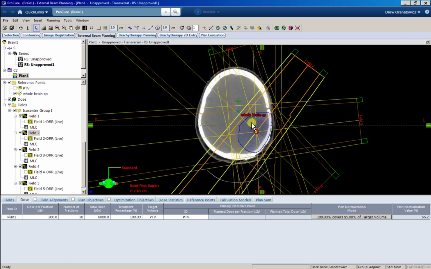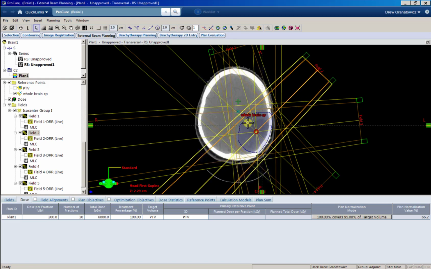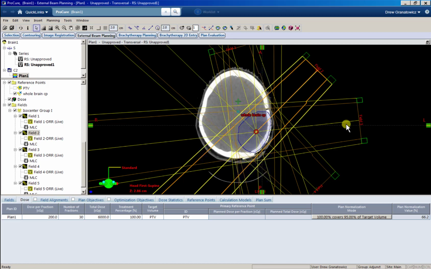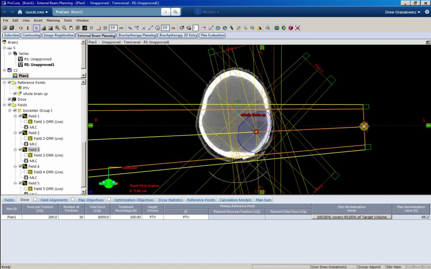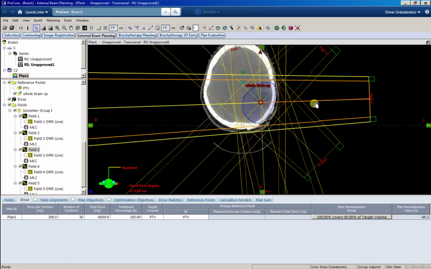Field 2, if you look at the shape of our PTV, at least my eye is seeing a little bit of a flatter part right here on this PTV. Again, our goal is to be as conformal as possible. So I'm going to put field 2 right parallel with that flatter section of the PTV, right? I want to be as conformal as I can on that section. Field 3, same thing, I have a little bit of a flatter edge up here, so I'm going to move field 3 a little bit to match that perfectly right there.